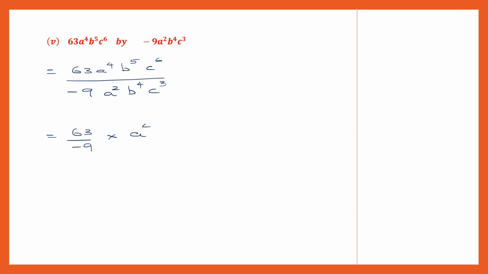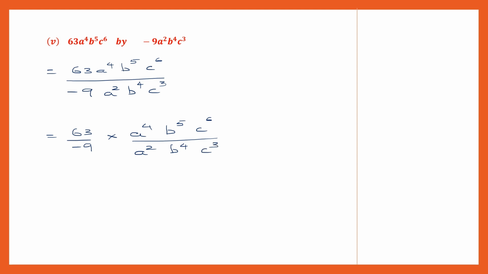Next one, let's write this down. So this will be 63 a to the power of 4, b to the power of 5, c to the power of 6 divided by minus 9 a squared, b to the power of 4 and c to the power of 3. So now let's work this out. 63 by minus 9 into a to the power of 4, b to the power of 5, c to the power of 6 divided by a squared, b to the power of 4 and c to the power of 3.